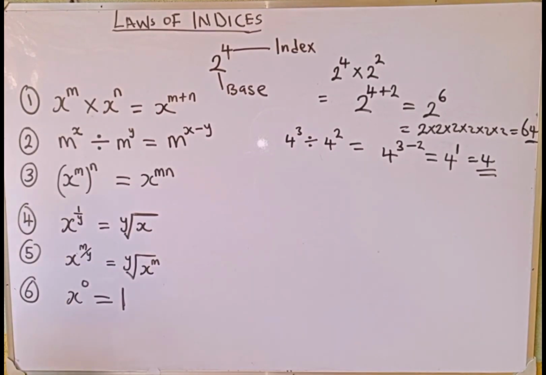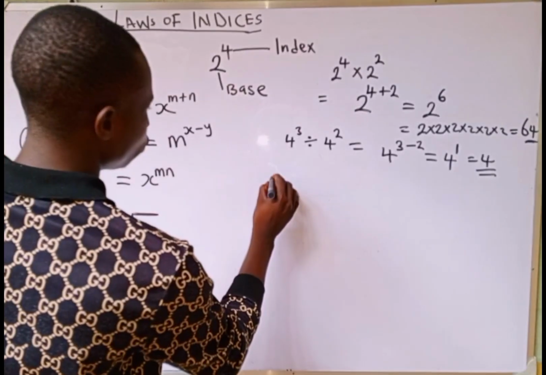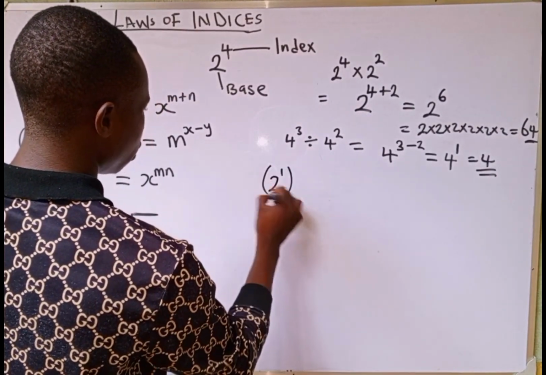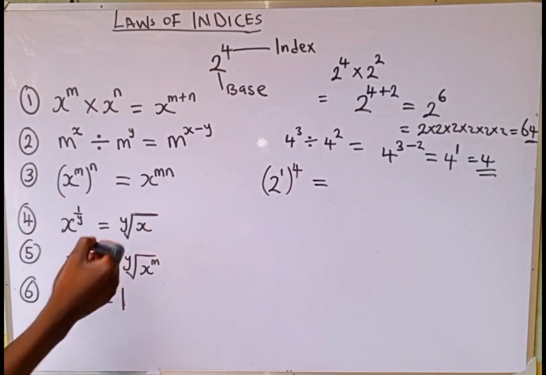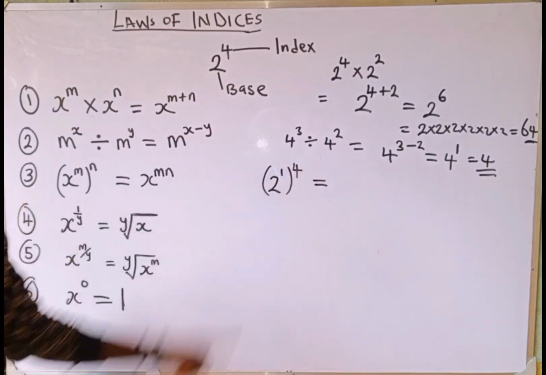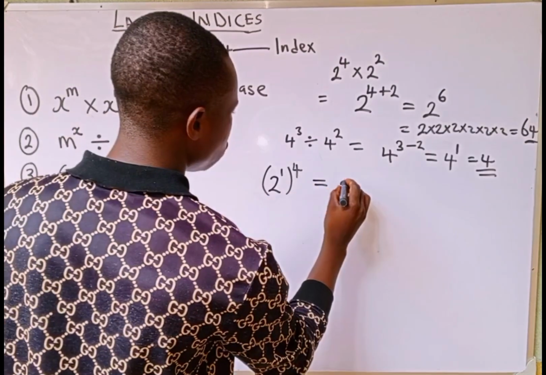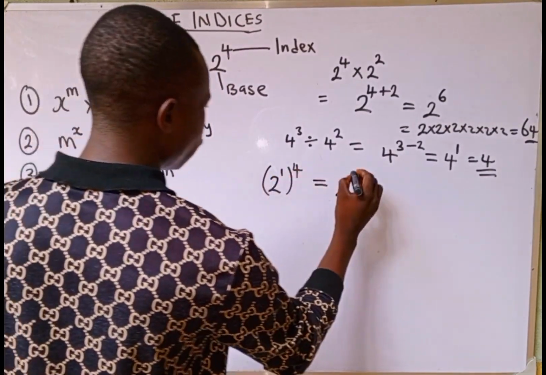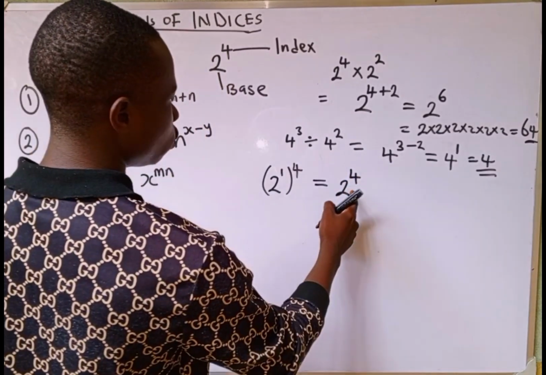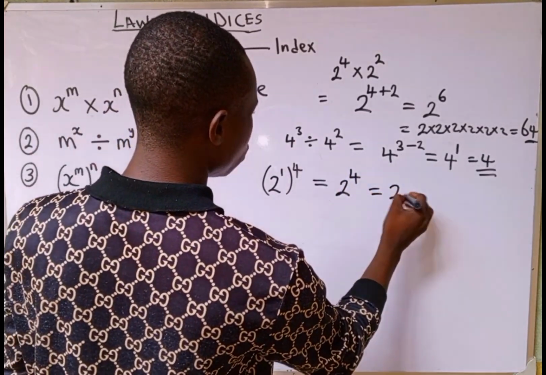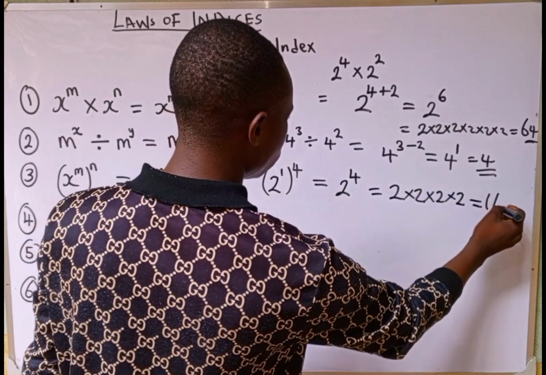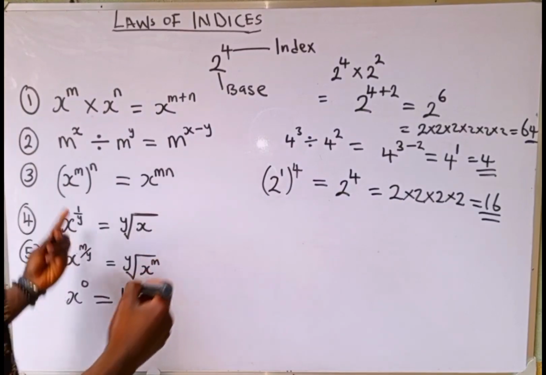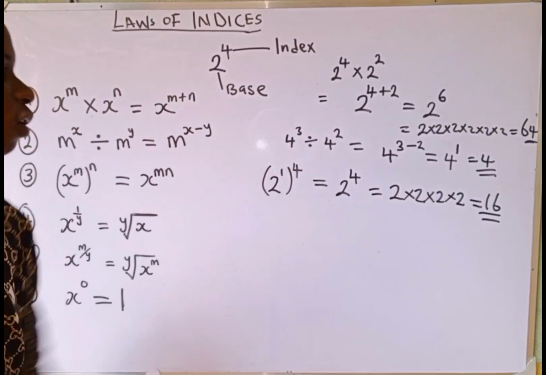So the next one is the power law of indices, which is number 3. Suppose we have 2 raised to the power of 1, and all is raised to the power of 4. According to the power law of indices, we multiply the two powers together. So we write the base, which is 2, and 1 multiplied by 4 is going to give us 4. Then 2 raised to the power of 4 is the same as 2 multiplied by 2 multiplied by 2 multiplied by 2, which is going to give us 16. So this is law number 3 of indices, the power law of indices.